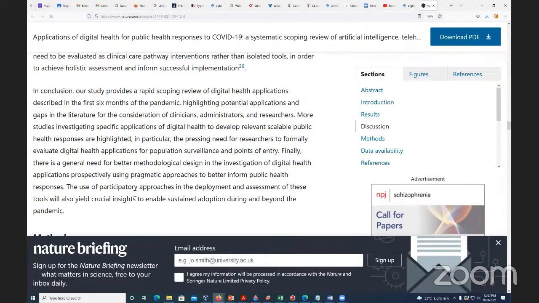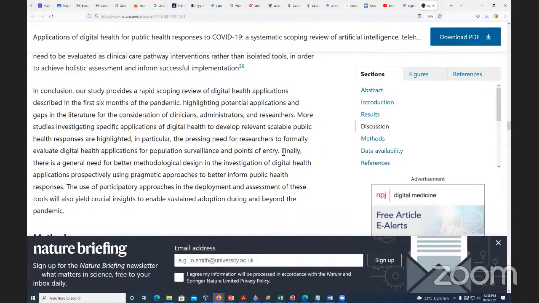So they actually have 3 conclusions. I don't know how we summarize this quickly. Let me tell you why I say 3. They just said this first in the first sentence, that we did a review. Then the next sentence says that there is this gap in these 2 areas we said already. Then they go on to say that there needs to be better methodological design in the applications themselves. And it says that there should be participatory approaches in the deployment and assessment of these tools.